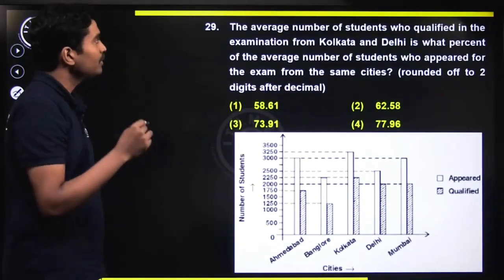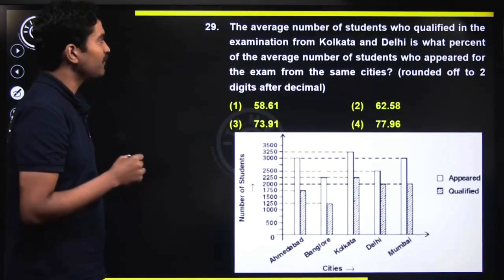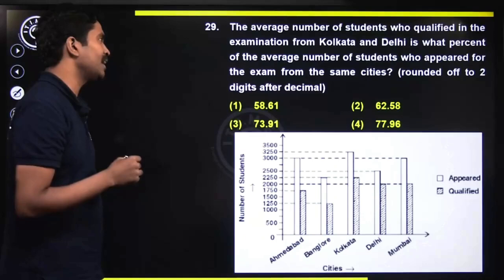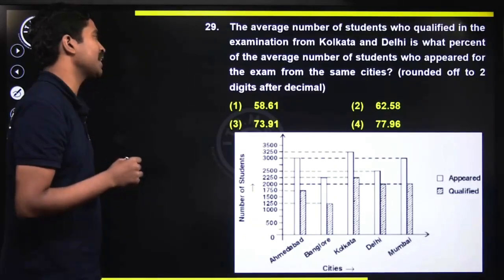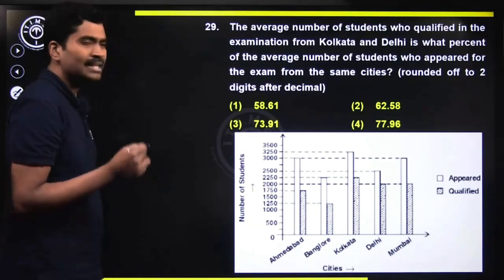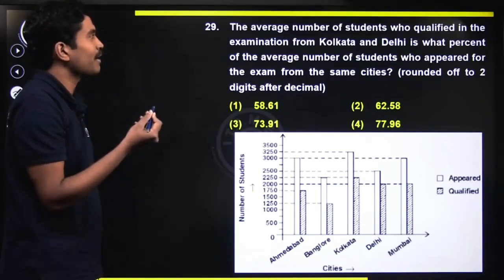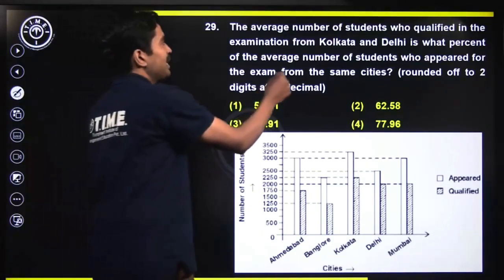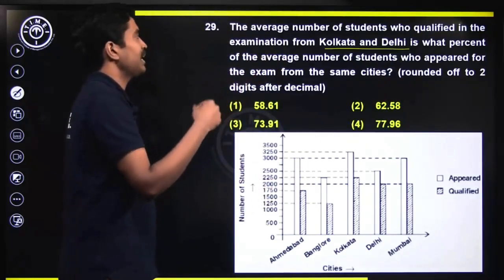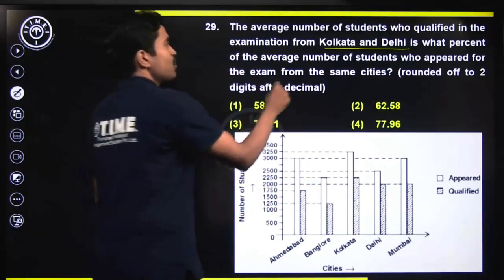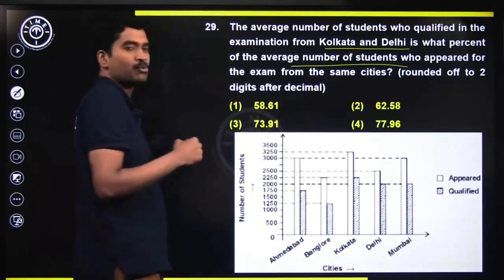Next question. The average number of students who qualified in the examination from Kolkata and Delhi is what percent of the average number of students who appeared for the exam from the same cities? Here, average is actually a little redundant. Why? Here we are taking the average number of students who qualified from Kolkata and Delhi as a percentage of the average number of students who appeared from the same 2 cities.